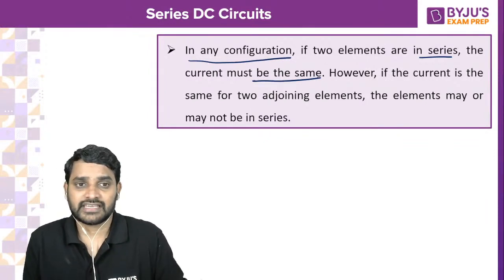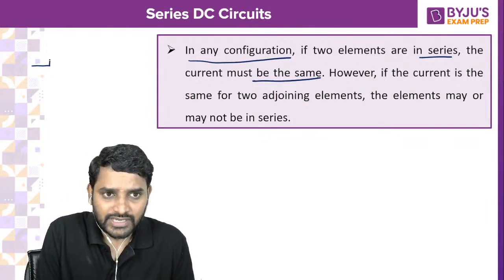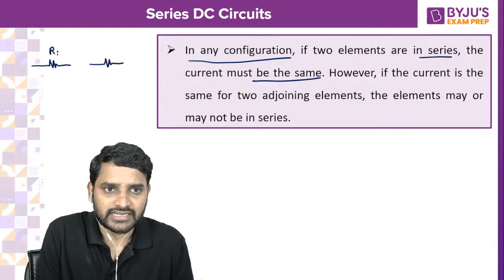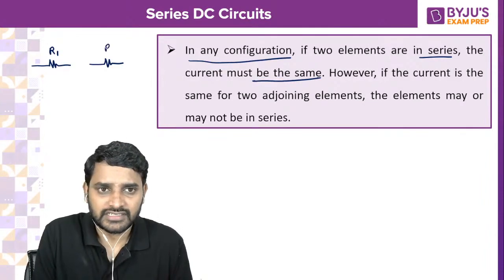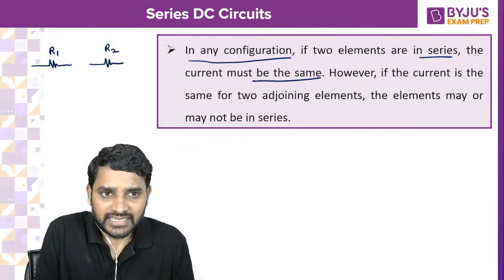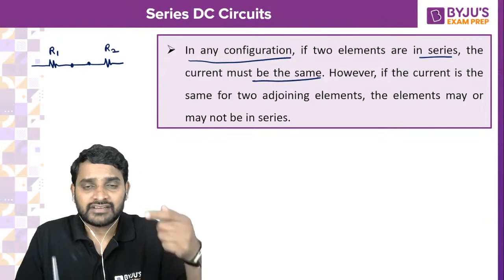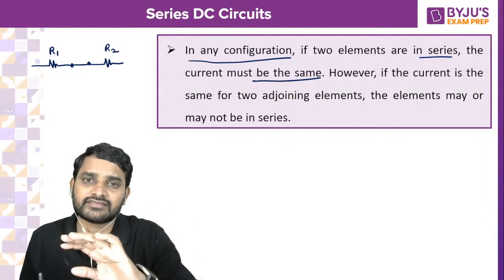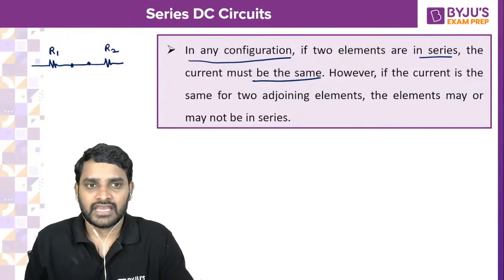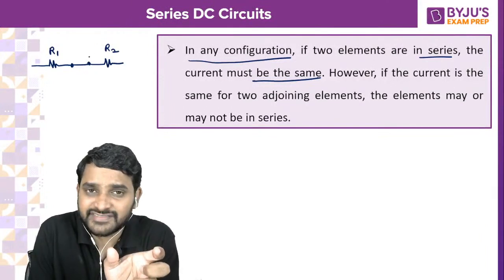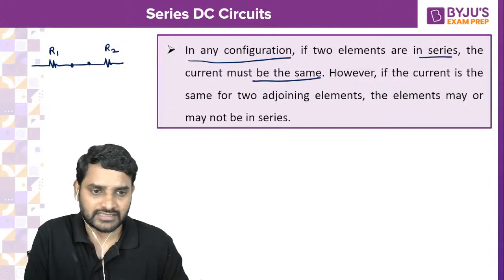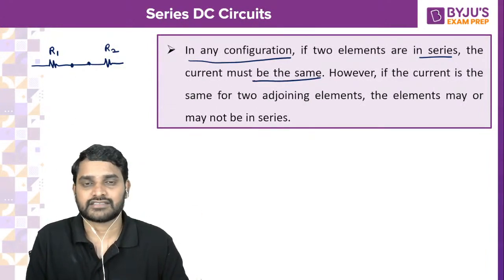How can they say? Simply, if any two elements are connected like this, let me take R1 and R2. If the R1 terminal and the R2 terminal are connected only once, then that is said to be a series connection. If the element terminals are physically connected only once, that is called a series connection.